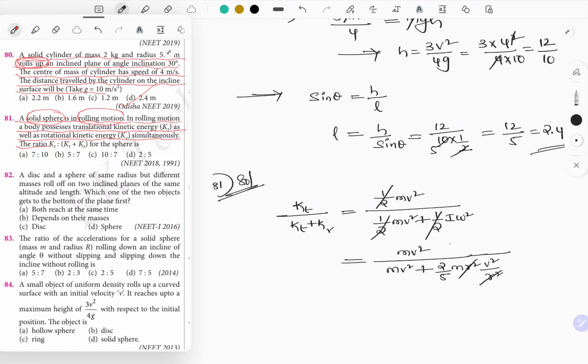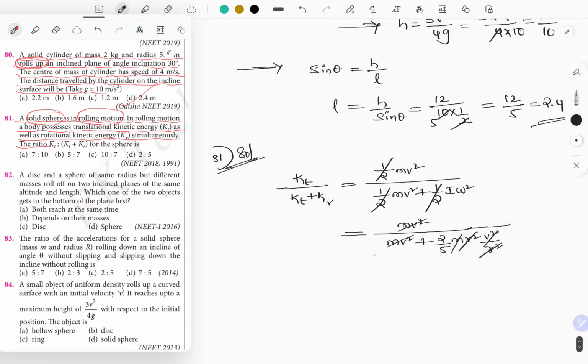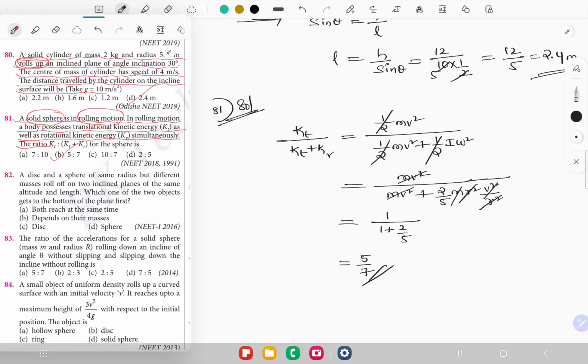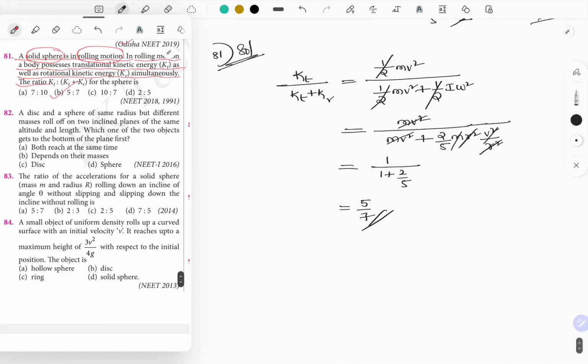V square will get cancelled. Mv square also will get cancelled. So the thing I'm left with is 5 by 7. Otherwise, let me represent one more step: 1 by 1 plus 2 by 5 will be there. Answer is going to be 5:7. Which option matches? Option B is the correct answer for question number 81.